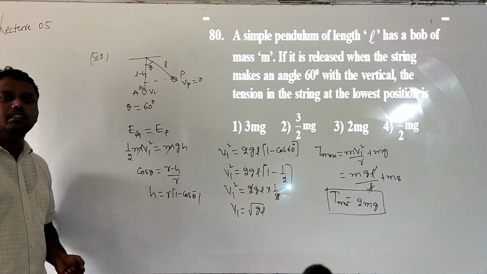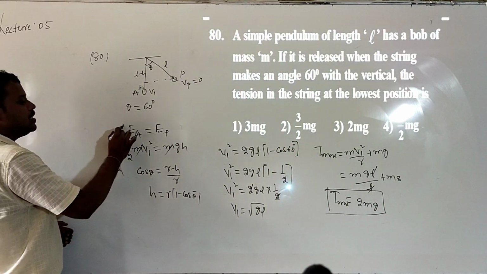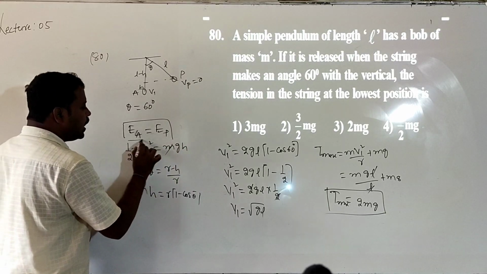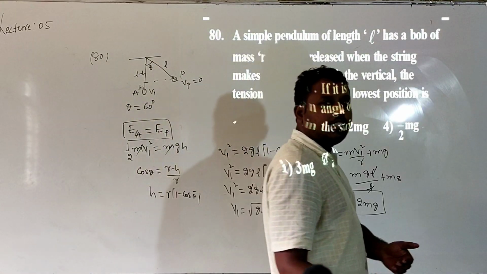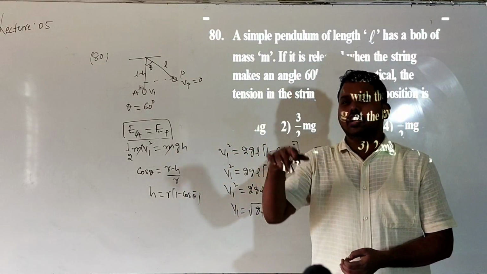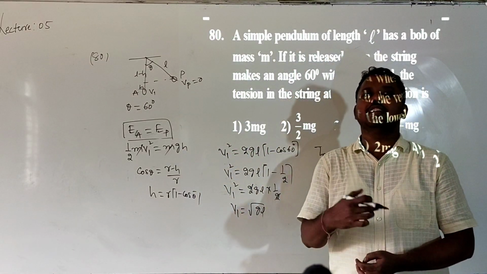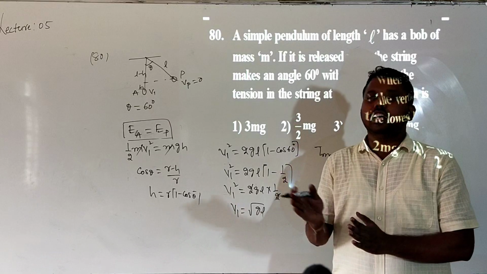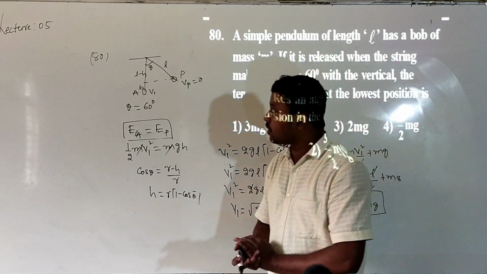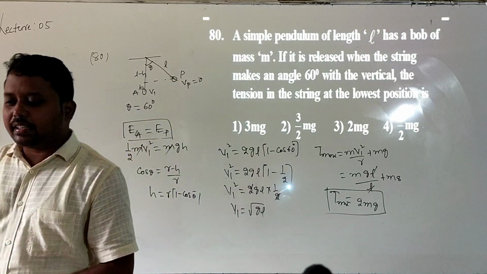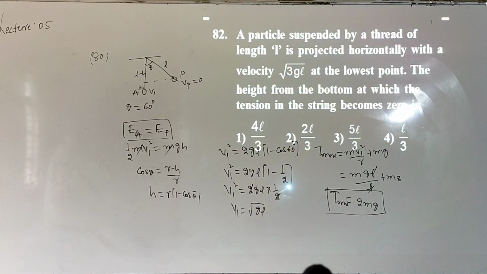Question understood now? We apply this law of conservation of energy many times. Whenever you want to calculate the velocity, whether for oscillation or for leaving the circular path, apply the law of conservation of energy. Okay, this is question number 8. Next one.